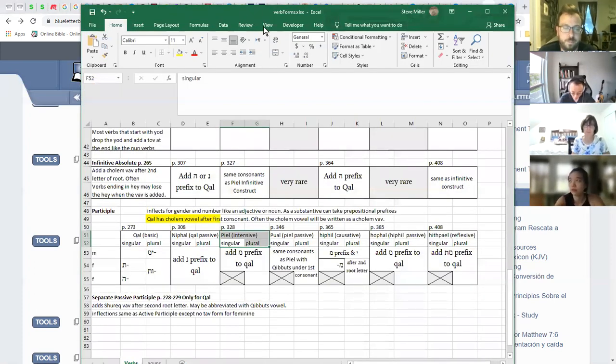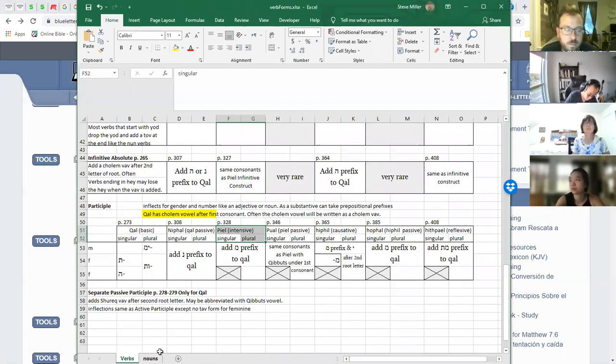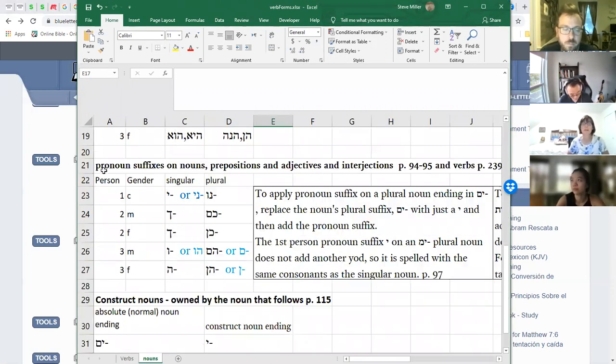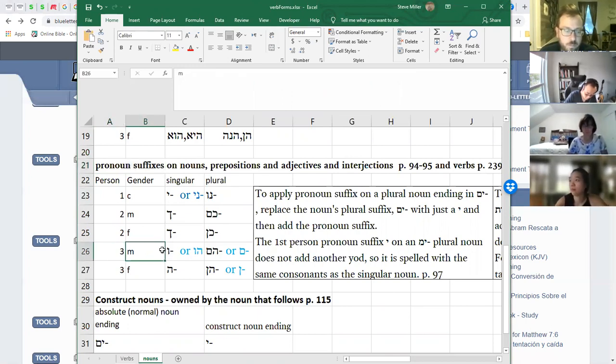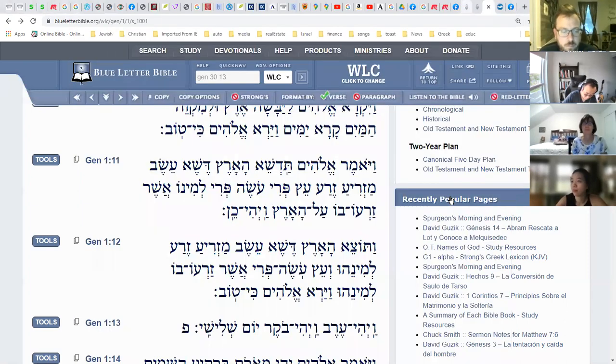So I go here to the other tab and go to nouns. And here are the pronoun suffixes. Here's just the vav suffix, and that's the third person masculine singular. So on the end of a noun, it means "his." So, his kind.